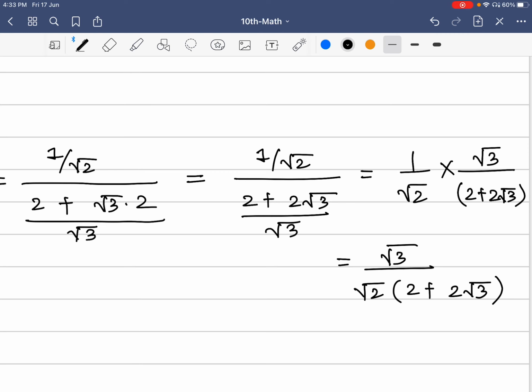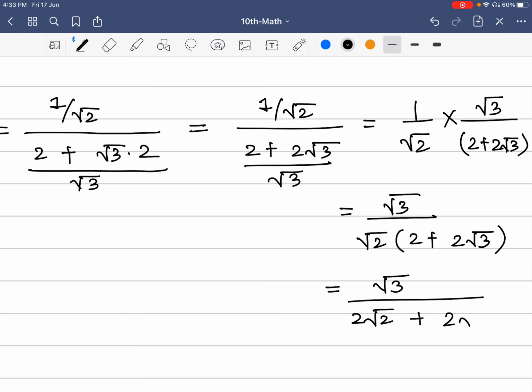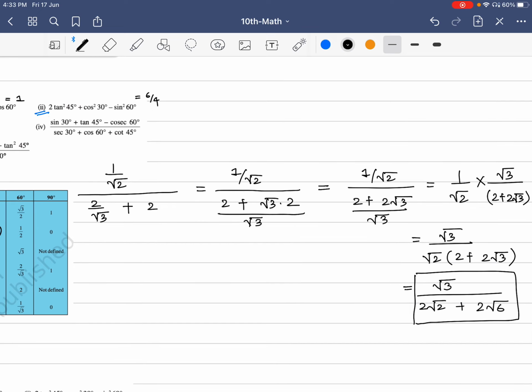So we can keep this answer as it is, or if you wish, you can take this root 2 inside this expression and evaluate it further. So now this is again equal to root of 3 whole divided by 2 root 2 plus 2 root 3 into root 3 into root 2. So that is going to be root 6. So this is our final expression of third. This is our final answer of our third expression.